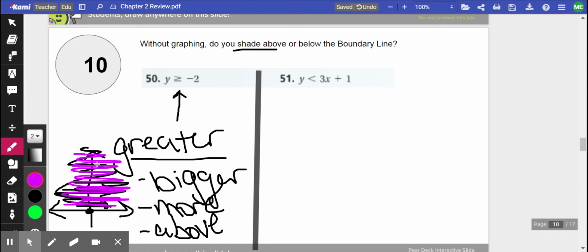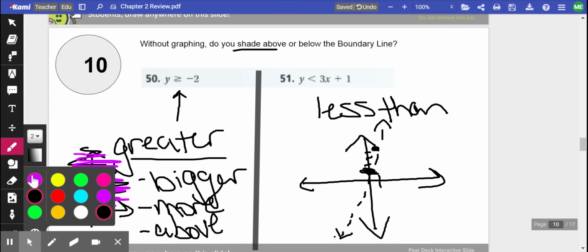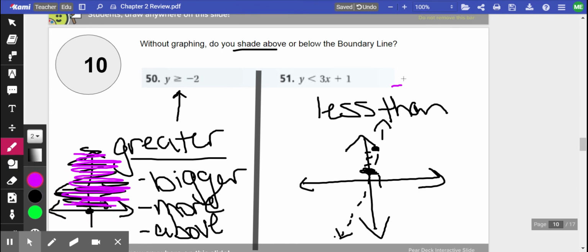Now looking at the second example here, we see that it's a less than symbol. And if I just draw a graph here really quickly, we had a +1 y-intercept, and it was a slope of 3, so it would be up 3, right 1. And we said that there was no equal sign, so it's going to be dashed. Now, when we are shading, we know less than means numbers that are smaller. So we're going to shade below.